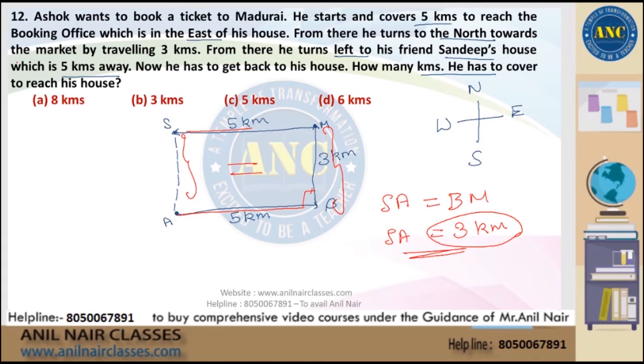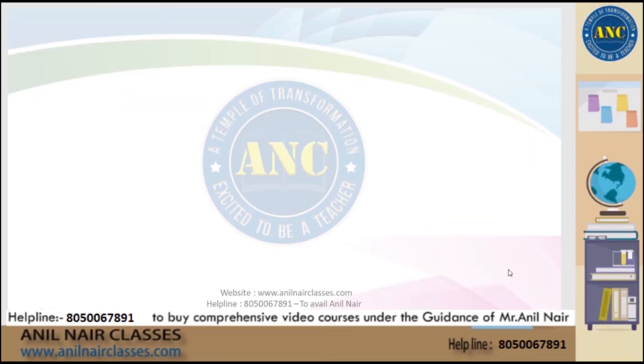Look at the options. 8 kilometers is wrong. 3 kilometers is the right answer. 5 kilometers is wrong. 6 kilometers is wrong. So the right answer is option B, that is 3 kilometers. Now let us go to the next question.